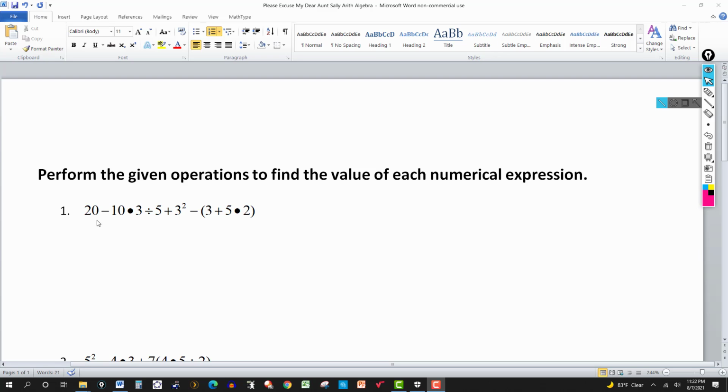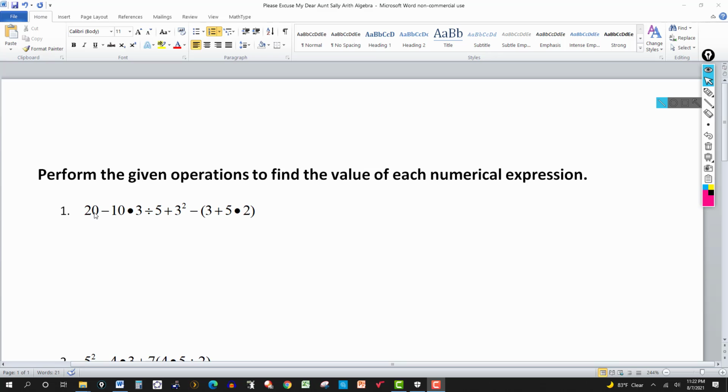So let's look at this one here. If you're not thinking, here you have 20, subtract 10 times 3. So you might say, okay, 20 minus 10 is 10, and then multiply by 3. But again, the subtraction doesn't come first. It's parentheses, exponents, multiplication, division, addition, subtraction, again from left to right.